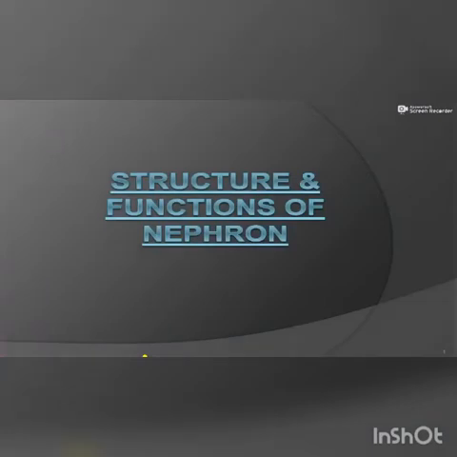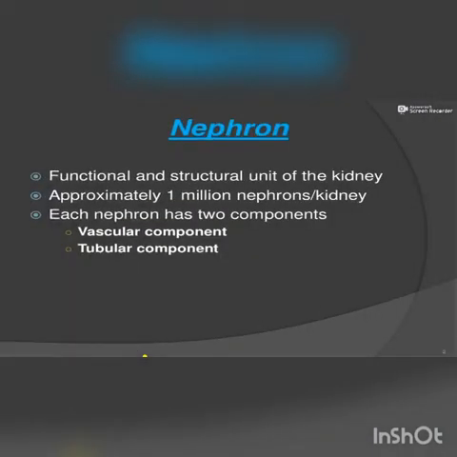Nephron structure and its function. Nephron, functional and structural unit of the kidney. Approximately 1 million nephrons per kidney. Each nephron has two components, vascular component and tubular component.